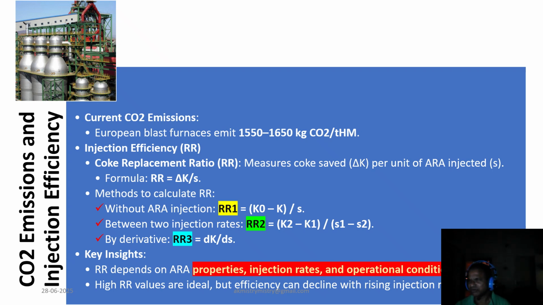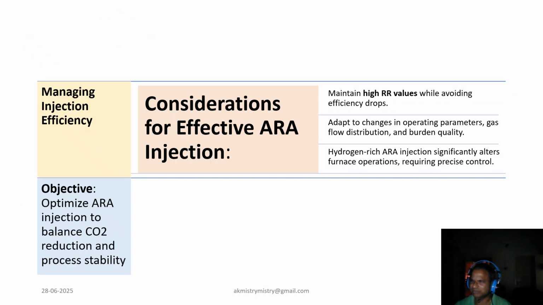But RR is not constant. It depends on the type of ARA, like hydrogen, coal, or natural gas. It also depends on ash and moisture content, and on gas temperature and raceway condition. So we can say that high RR is good, but efficiency can drop if you over-inject without proper control. So we need a smart way to inject in order to get maximum results.